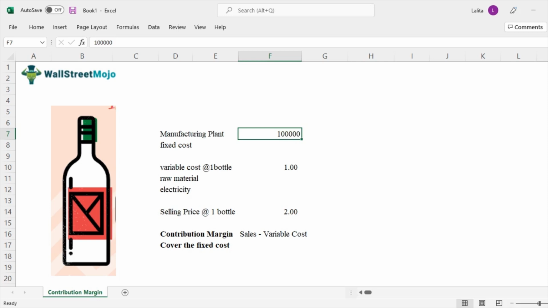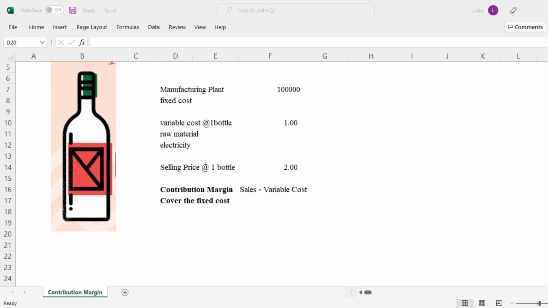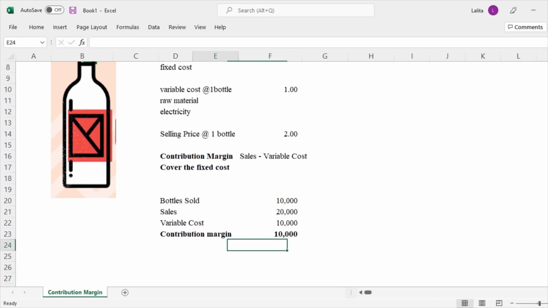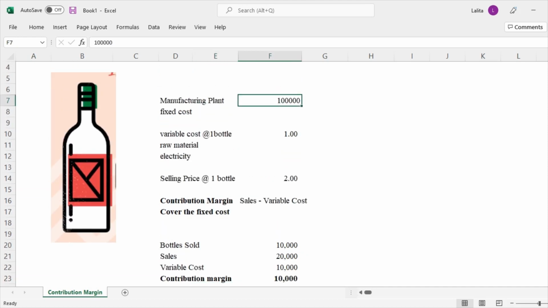So let us now do some scenario analysis. Let's assume that you are selling, let's say, 10,000 bottles. So what's the contribution margin? Contribution margin is sales minus variable costs. So let us calculate each one of them for 10,000. Sales is equal to 10,000 bottles sold multiplied by $2, that's the selling price. What's the variable cost? Variable cost will be 10,000 multiplied by $1. So how much is your contribution margin? This will be equal to 20,000 minus 10,000. So what's your fixed cost, by the way? The fixed cost is $100,000. So is it good enough to cover that cost? No. So this business of yours is unprofitable at 10,000 bottles sold.